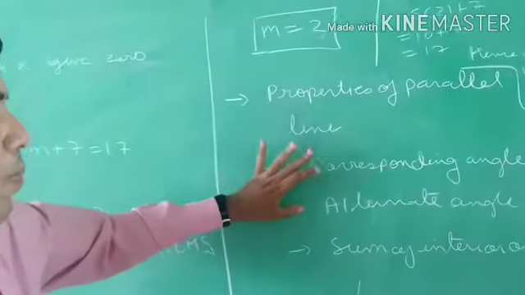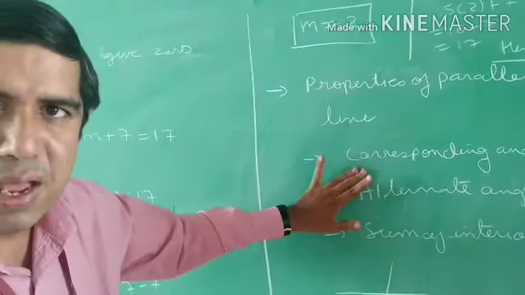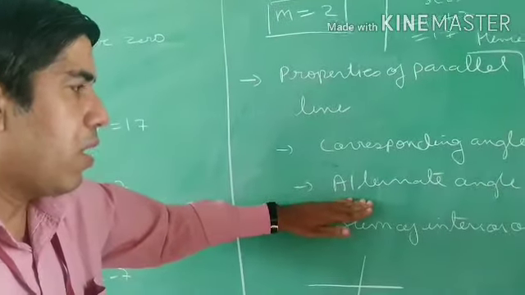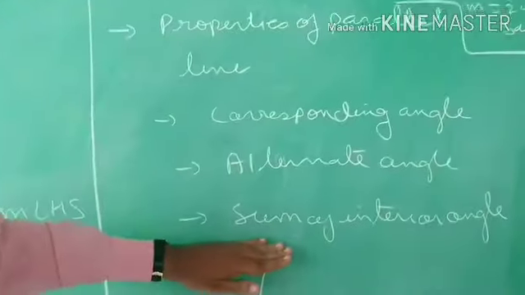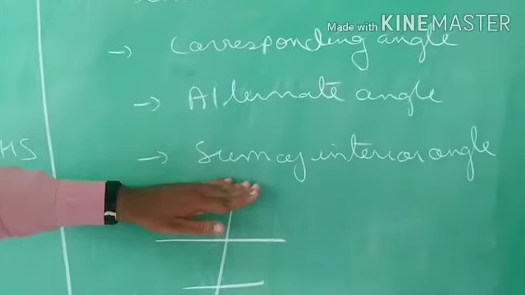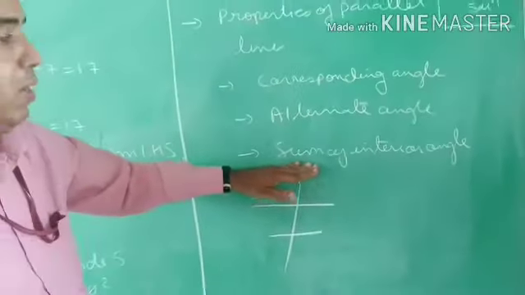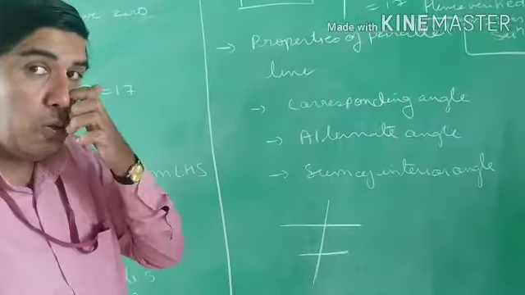Now, properties of parallel lines in the next chapter. You should know the properties. Corresponding angles are equal, then the lines are parallel. Alternate angles are equal, then the lines are parallel. And sum of interior angles on the same side of the transversal is supplementary, then the lines are parallel. These properties are the main ones you should know in this chapter.